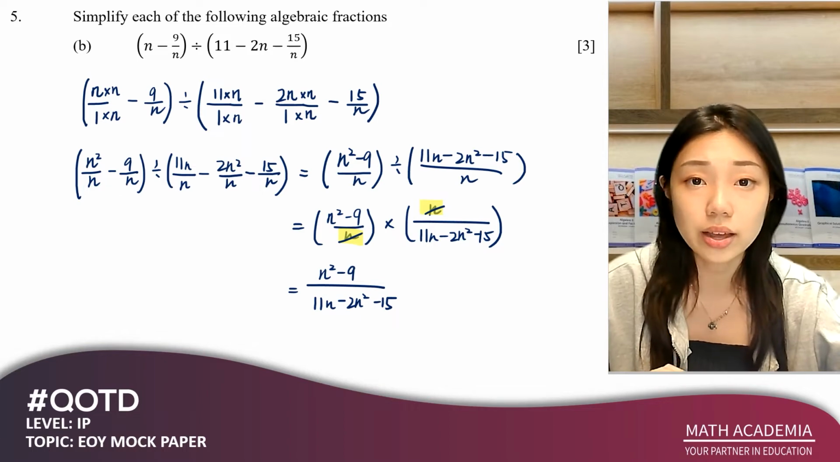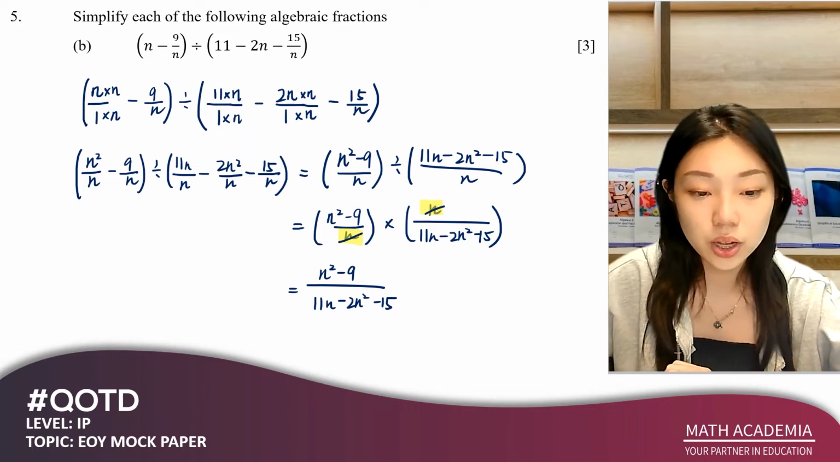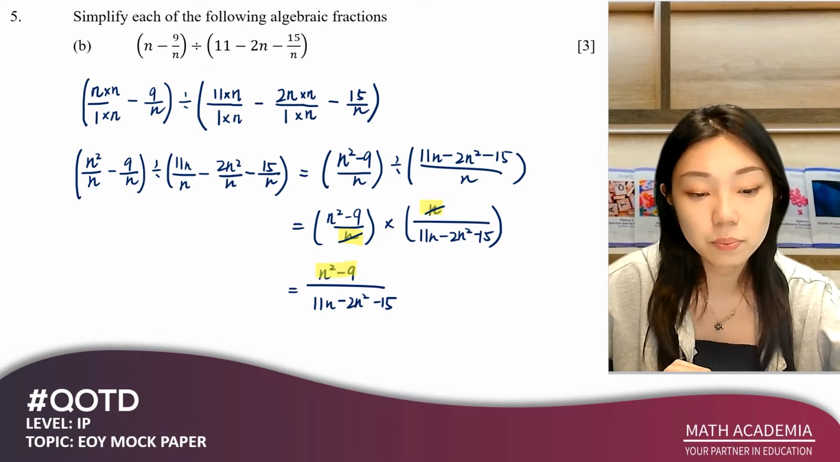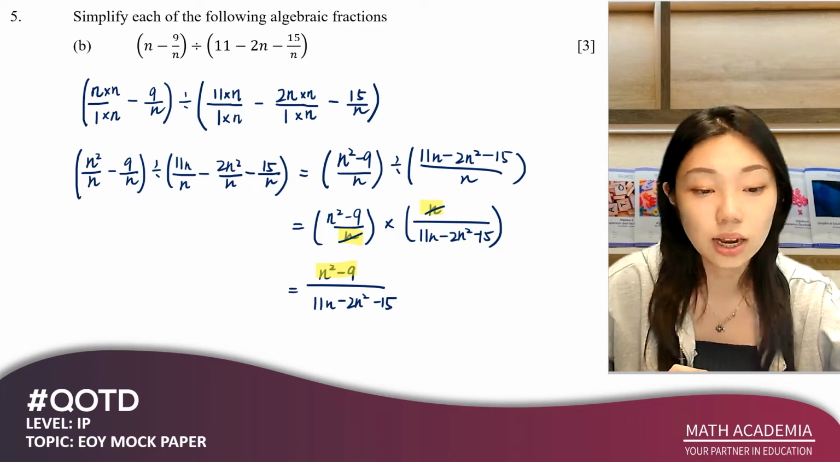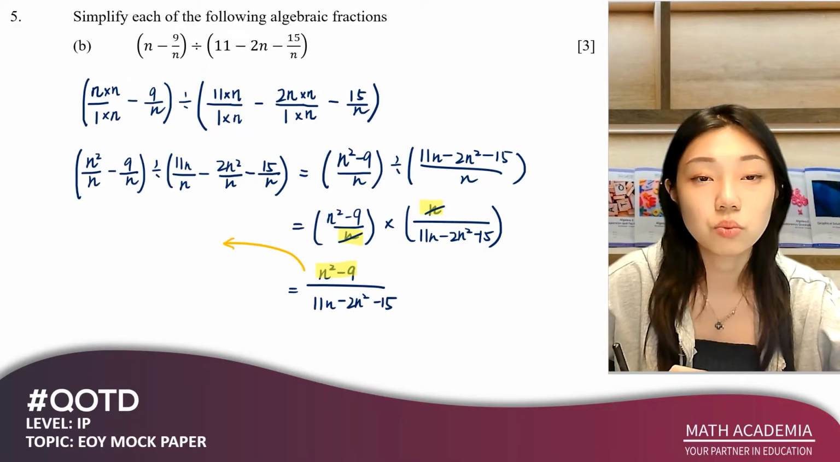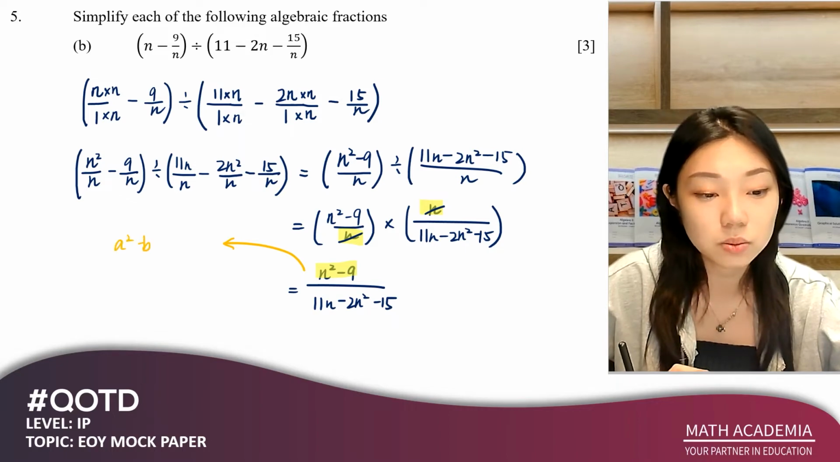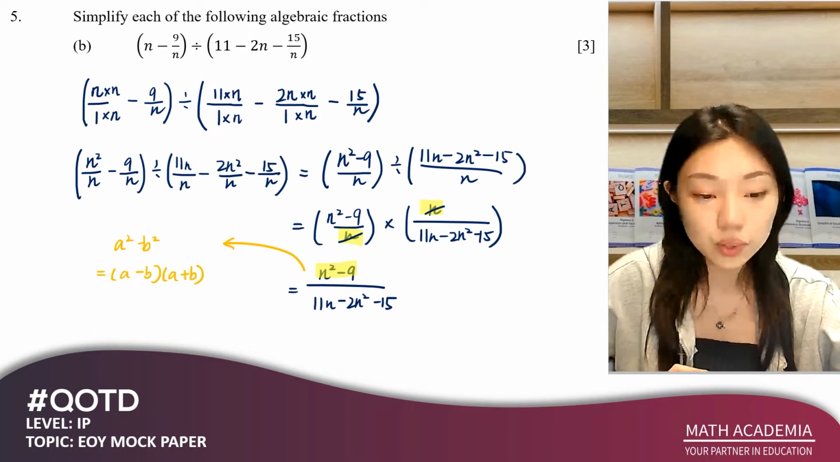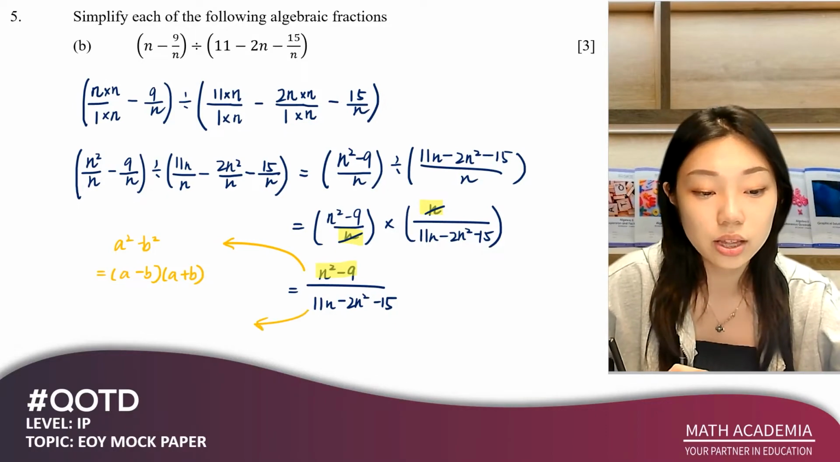Okay, is this our final answer? No, not true. Why so? Because if we look at this, remember, I have mentioned that if we see something like that, our alarm bells should ring. It should remind us of our algebraic identity: a squared minus b squared equals a minus b times a plus b. Okay, and with this I have a quadratic expression, so I can try cross factorization.